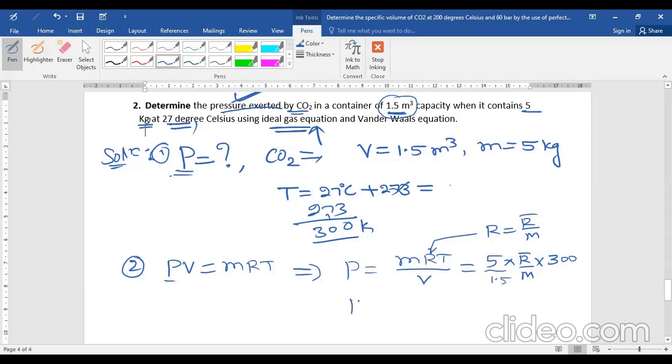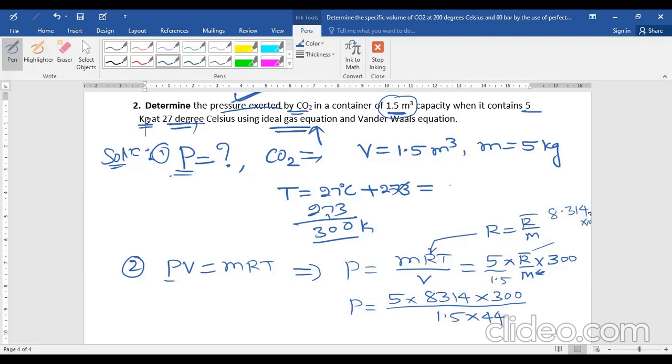1.5. So again, I need to substitute the R bar value, 5 into 8314. This is the constant of R bar. Or you can take 8.314 into 10 to the power of 3, into 300, divided by 1.5. And what is the molecular weight? I have to take the M value here. M value is 44. Carbon dioxide molecular weight is 44.